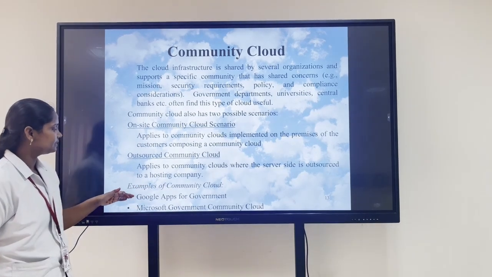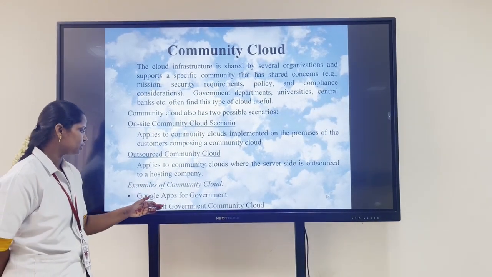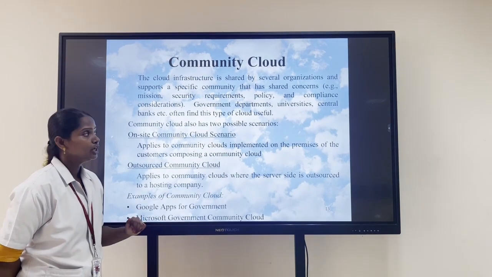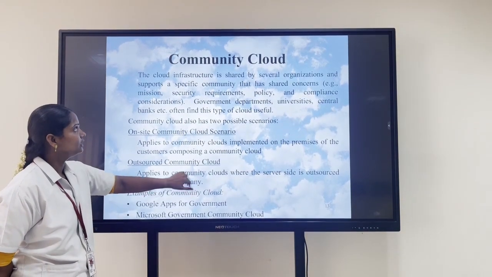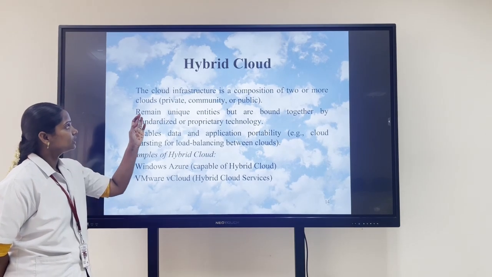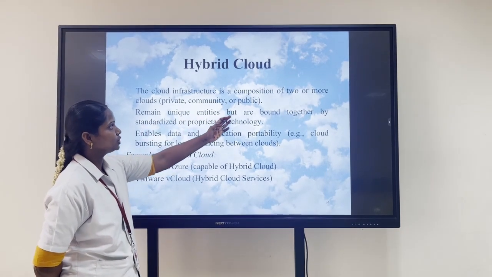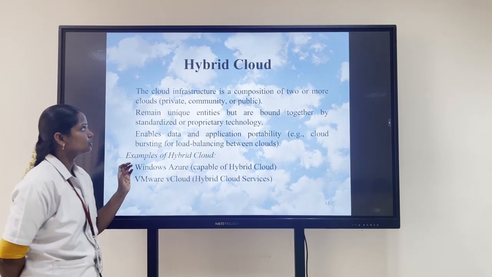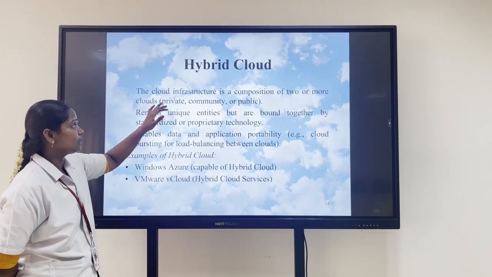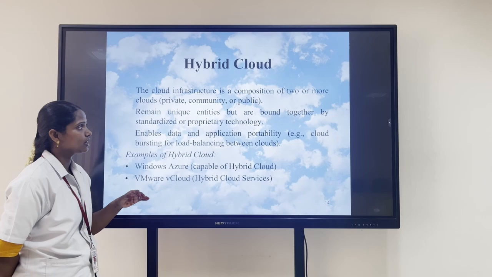And next we see the examples of community cloud: Google Apps for Government and Microsoft Government Community Cloud. So these are some examples of the community cloud. And the last one is the hybrid cloud. The cloud infrastructure is a composition of two or more clouds, meaning private, community or public. So the hybrid cloud is a combination of these three clouds.